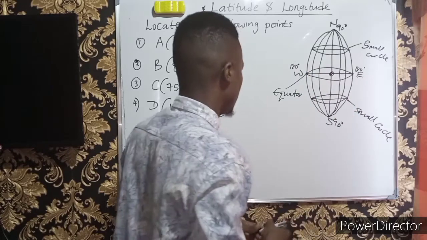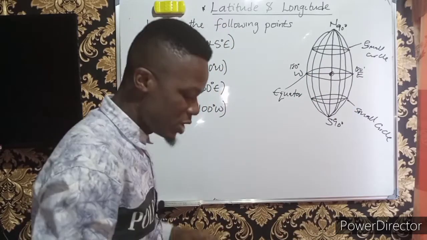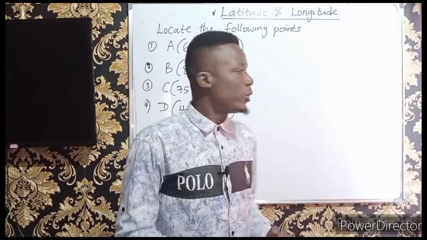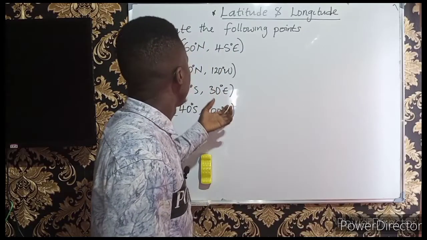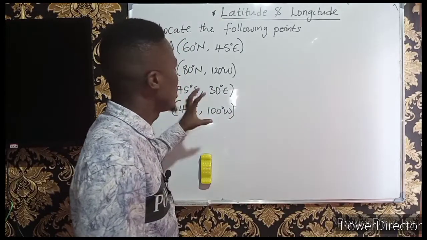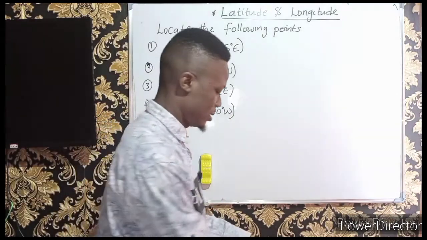from the origin. Now, I think I've given you a strong foundation of what you need to know about latitude and longitude. Okay, at this point, let us locate the following point. From what we've learned, let us now use it to locate the following point on the Earth surface.